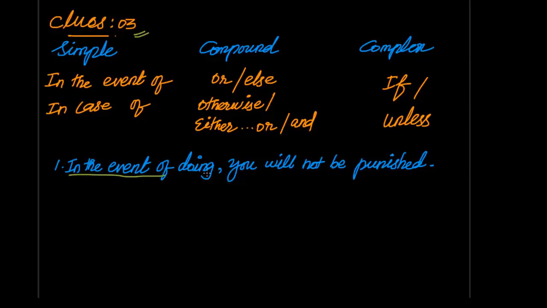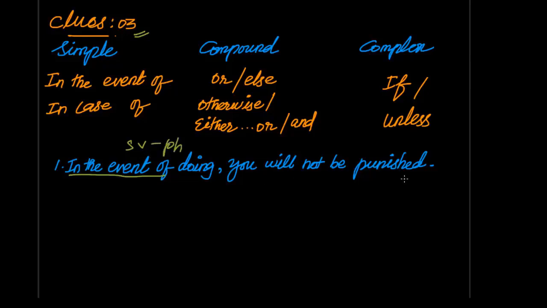In the event of doing, you may do something. In case you do, you will not be punished. In case you do not, you will be punished. That is the semantic of this sentence. Now let's change this type into compound. By seeing "in the event of" and also no subject, no verb here, that is why it is called a phrase.